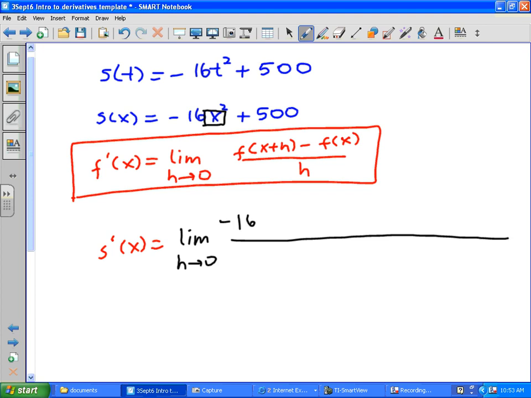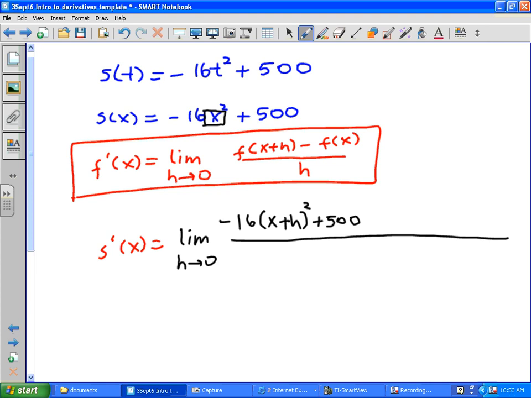Negative 16 times quantity x plus h squared, and then what? Plus 500. So would everybody agree with, was it Sandra? Would everybody agree with Sandra's suggestion for the first part? Okay, so all we did was go to the function, take the x out, plug in x plus h, right? Okay. Then we want minus what?